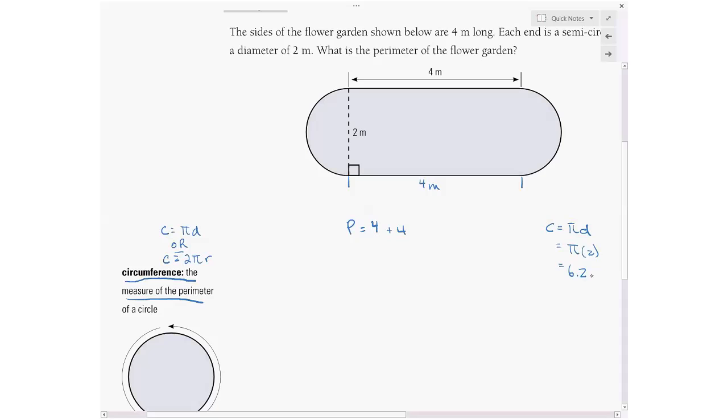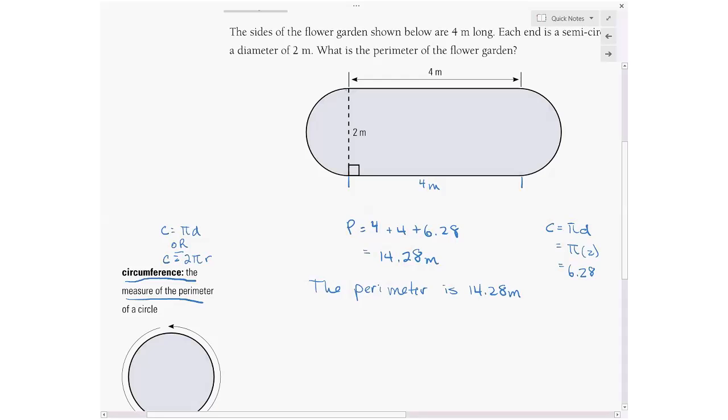So 6.28, and so that would be from here to here and from here to here all together, because that's your full circle. So we're going to add 6.28 to that, and that's going to give you 14.28, and my units now are meters. So the perimeter of the flower garden is 14.28 meters.